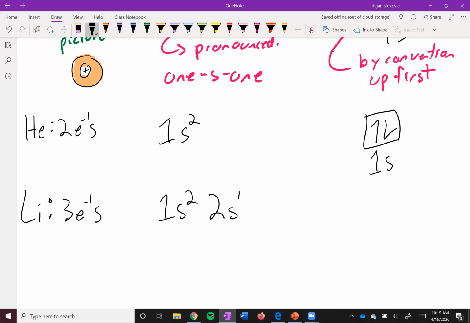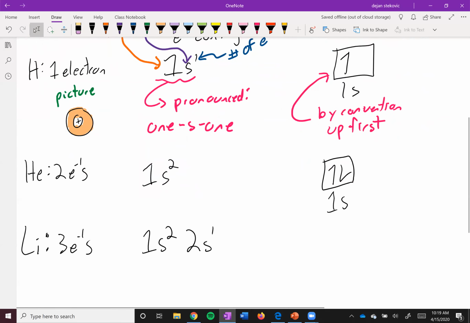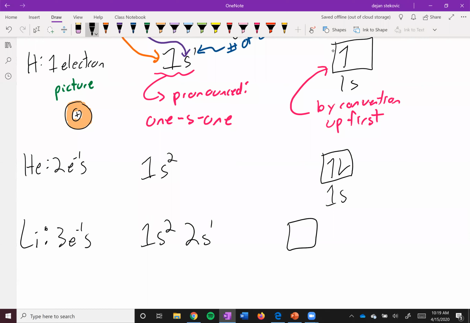Let's draw our pictorial representation, our orbital diagram for that. So we have a block representing the 1s orbital, and it's totally filled, so it's got 2 electrons in there. And then our 2s orbital is separate from our 1s orbital, so we draw in a different box or a different line, and now we only have 1 electron in there. And remember, by convention, we put spin up first.